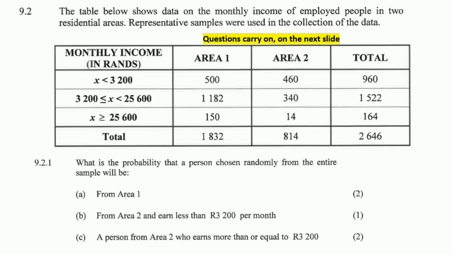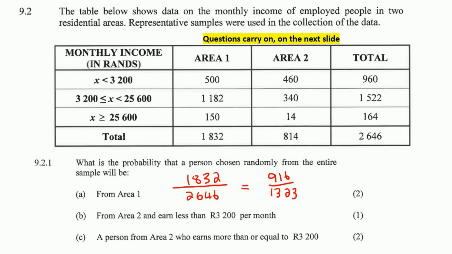First question, what is the probability that a person chosen from the entire sample will be from area number 1? Okay, so there are this many people, so that'll go at the bottom. From area 1, you would add up all of those numbers, so it'll be 1,832. Then just type that in on the calculator so that it can simplify. And that's going to give us 916 over 1323. And then you can leave that, or you can change that to a percentage if you wanted to as well.